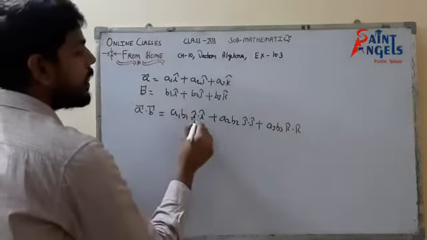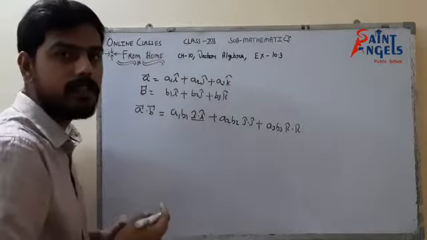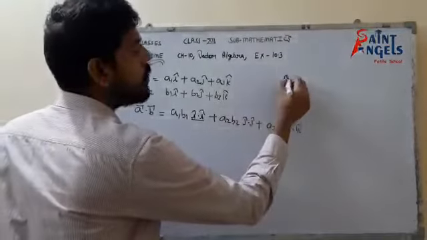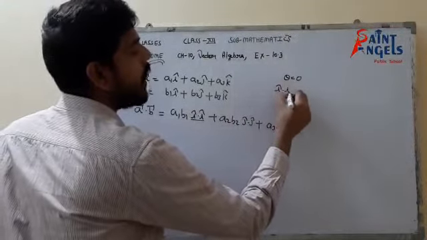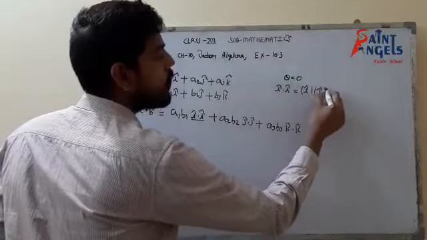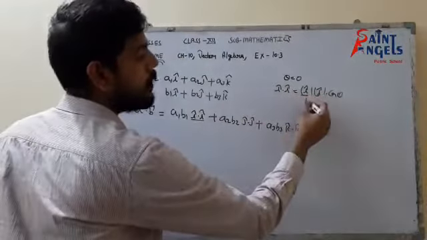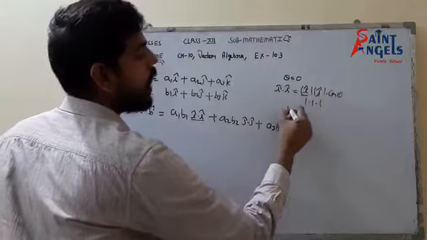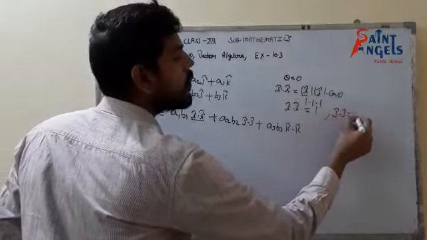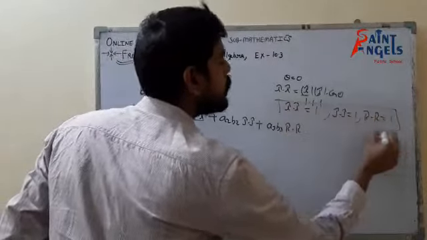Now i cap dot i cap would be 1, because the vector makes an angle equal to 0 with the same vector. It means theta would be 0. So i dot i would be the modulus of i into the modulus of i into cos 0. And i, j and k are unit vectors, so their modulus is 1, into 1, into cos 0, which is also 1. So i dot i would be 1. In a similar way, j dot j would be 1 and k cap dot k cap would be 1. Please note them as well.